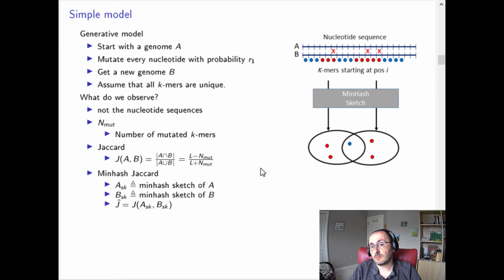Another variable we might observe is the min-hash Jaccard. So the min-hash Jaccard works as follows. First, you create a min-hash sketch of A, and you create a min-hash sketch of B. And then you measure the Jaccard between the sketches. And we call that J-hat. Now, a well-known classical result of Broder states that this J-hat is an unbiased estimator of the true Jaccard between the original sets of kmers.